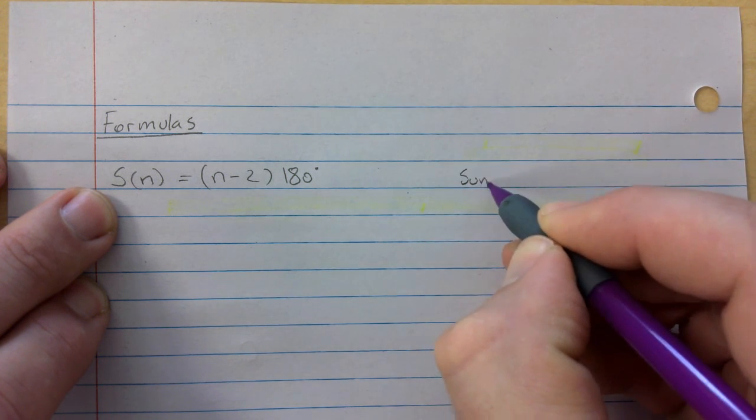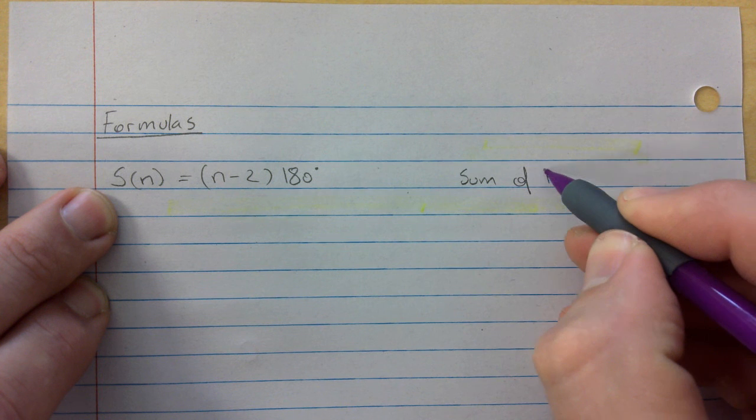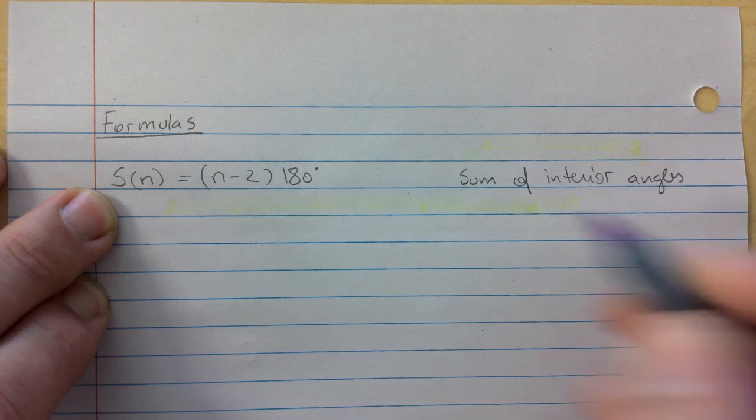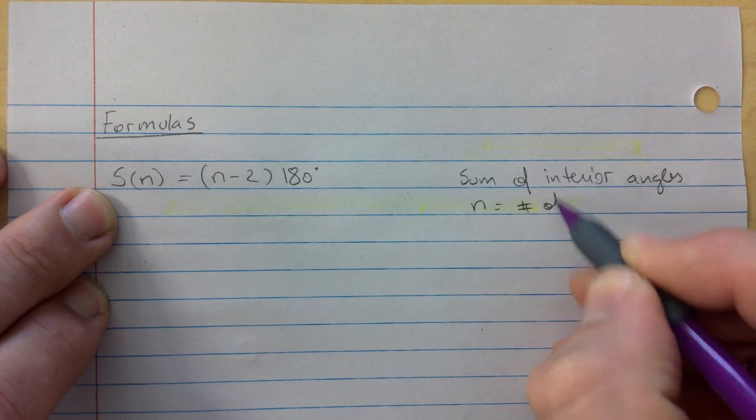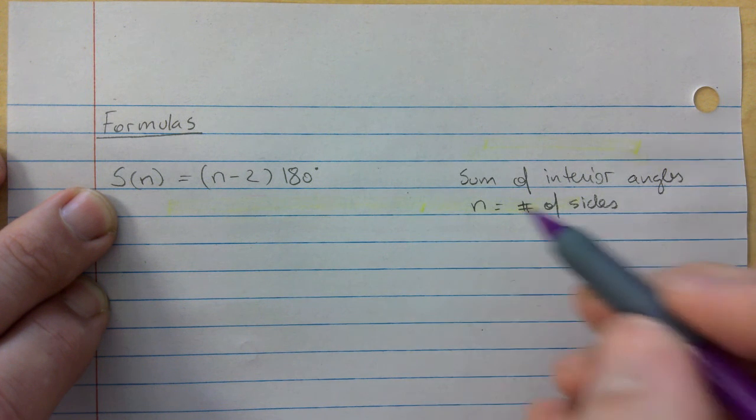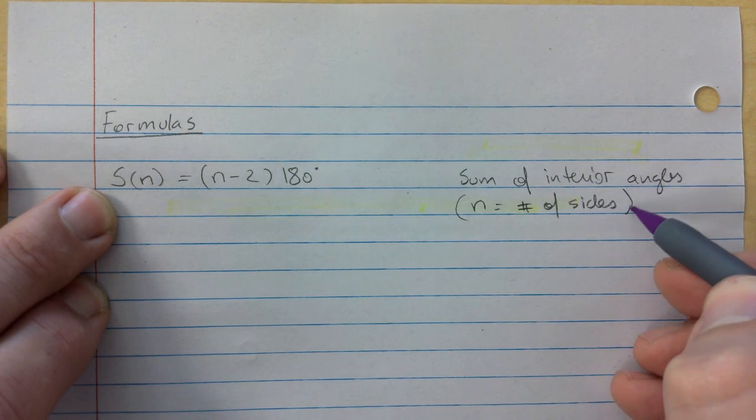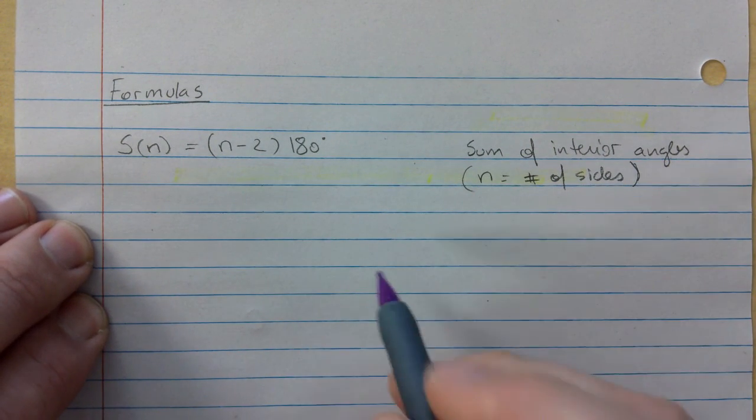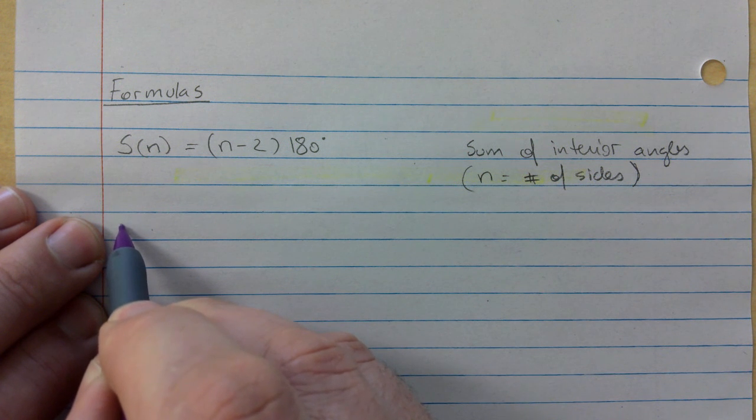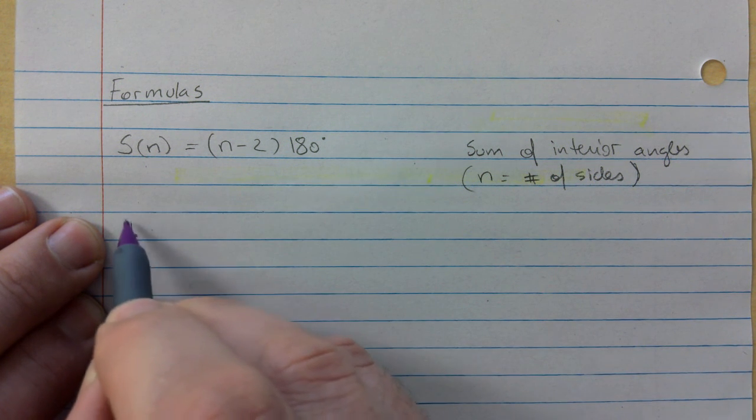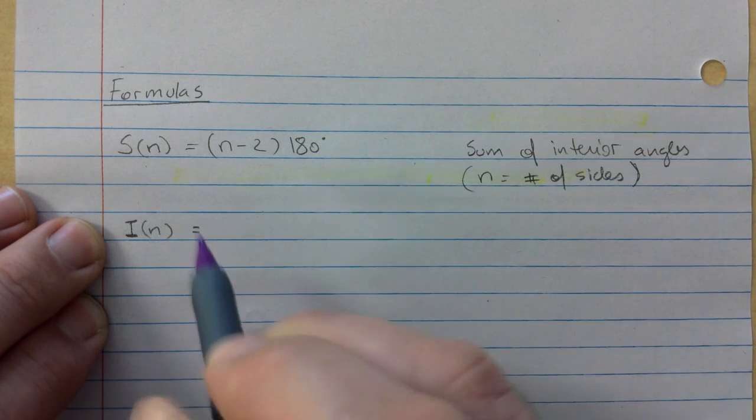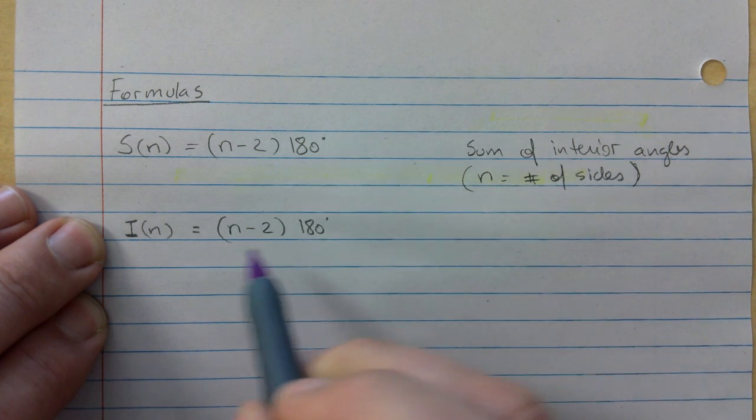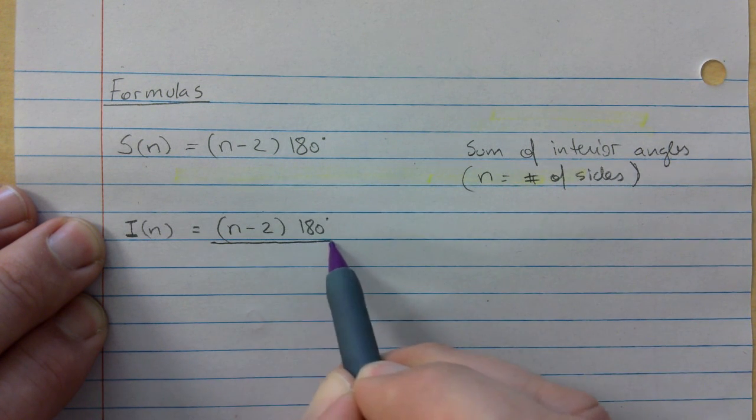This represents the sum of interior angles, and n represents the number of sides. For every single one of these, n represents the number of sides of that particular polygon. Maybe leave 2 lines in between. I of n is going to be n minus 2 times 180. Notice that it starts the same, but then it's going to be divided by n.